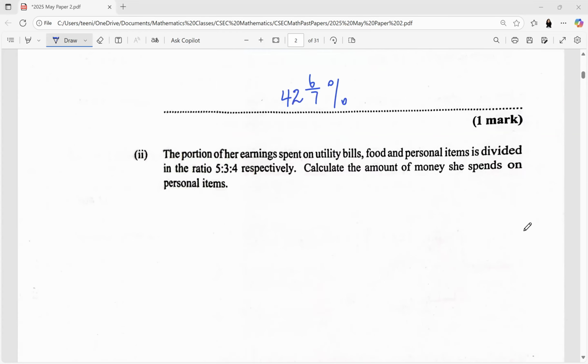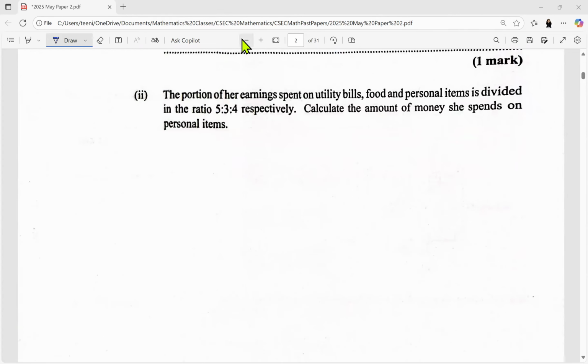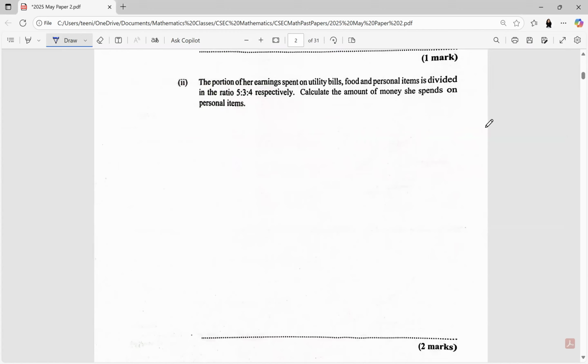So it says the portion of her earnings spent on utility bills, food, and personal items is divided in the ratio 5 to 3 to 4, respectively. Calculate the amount of money she spends on personal items. Do you guys have any clue how we would do this part of the question? Josh? Perez? Any idea on how we might do this one? Miss, you can read over the question. I don't really understand it.